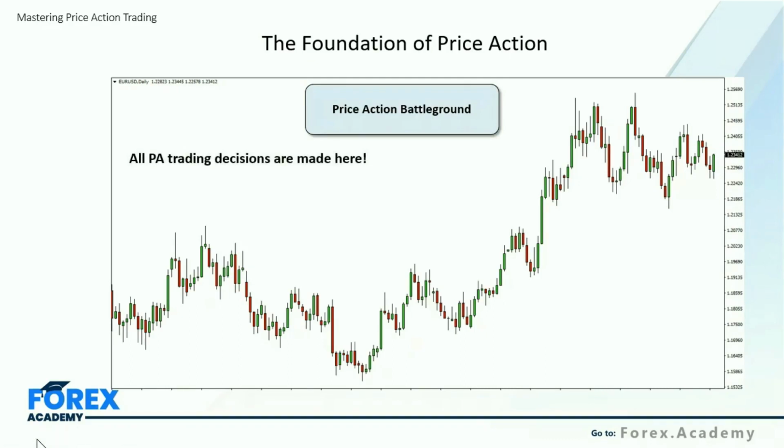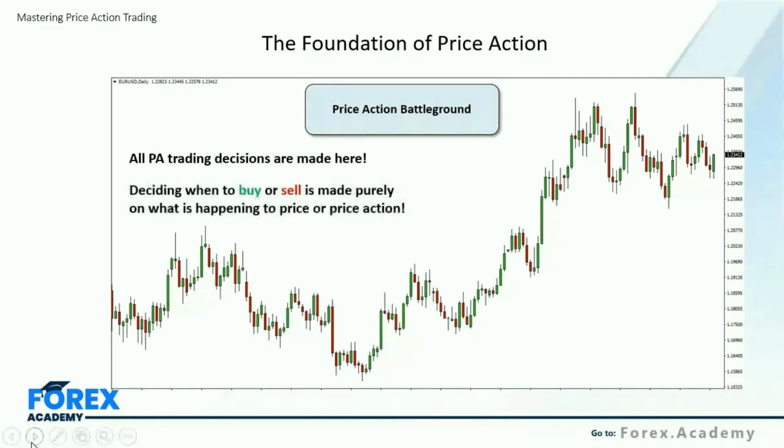And it's important to note that all price action trading decisions are made here on this chart, or on a chart, should I say. So deciding when to buy or sell is made purely on what is happening to price, of price action. So we can glean some very, very useful information from what we're currently seeing that can give us an edge when we look to navigate these markets.